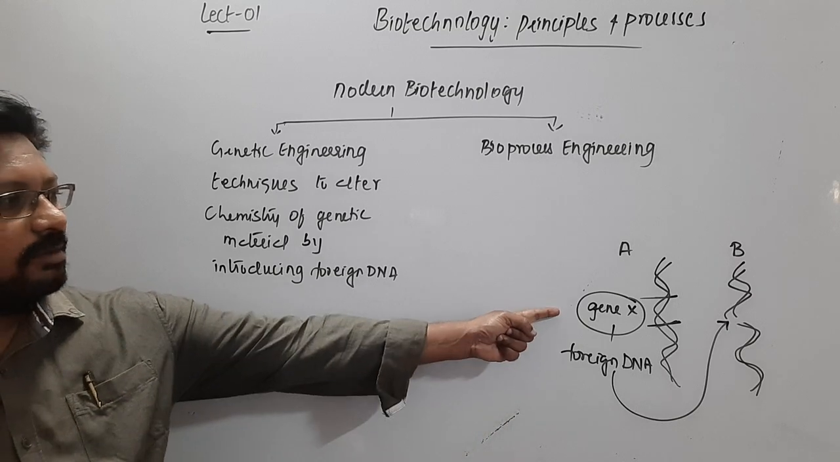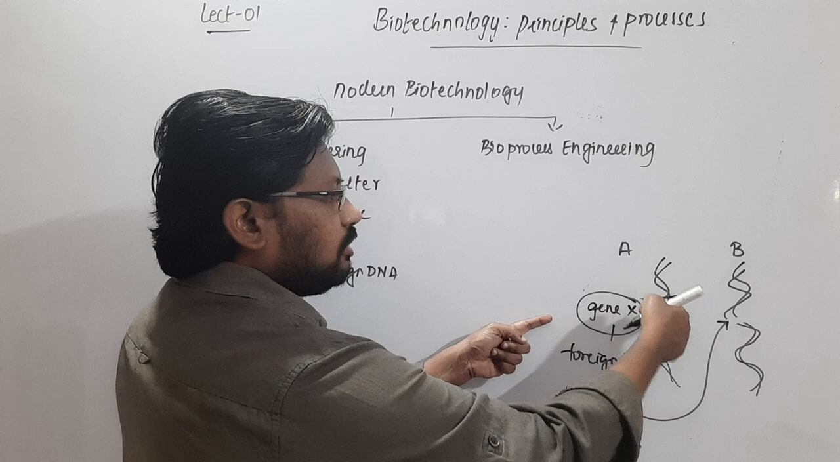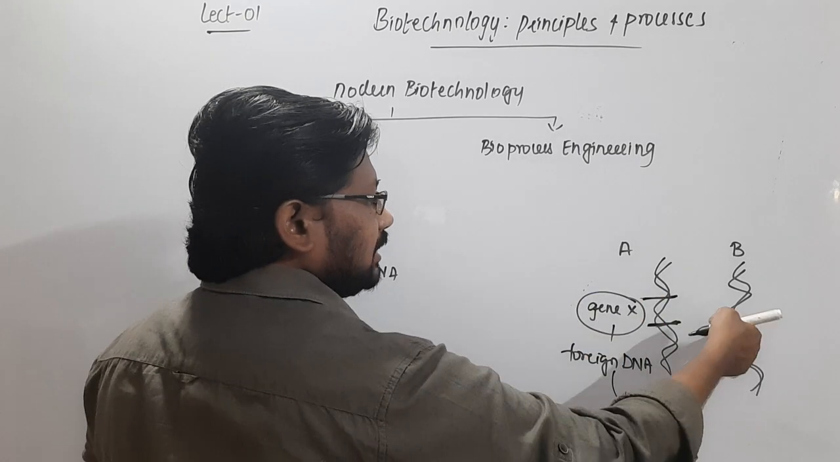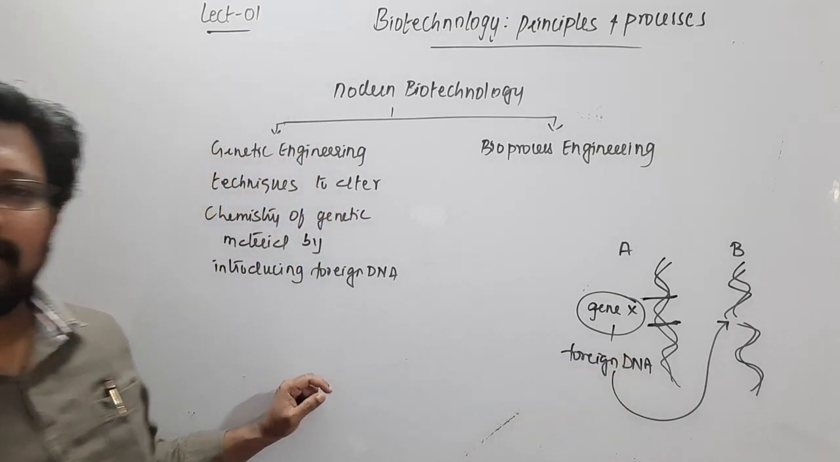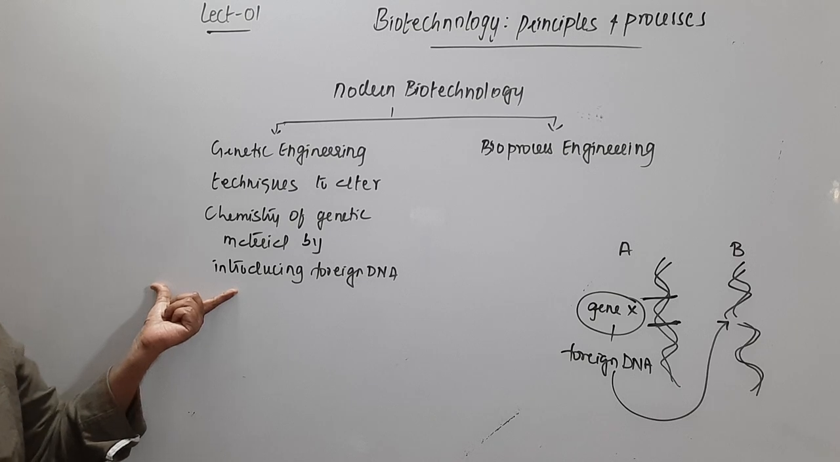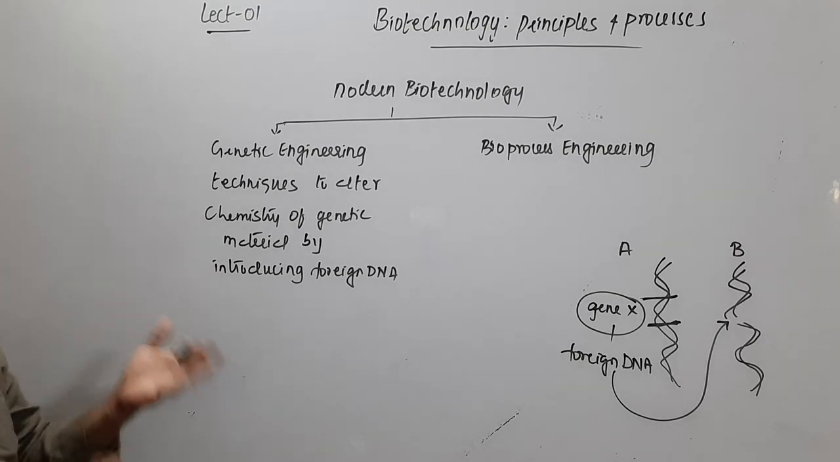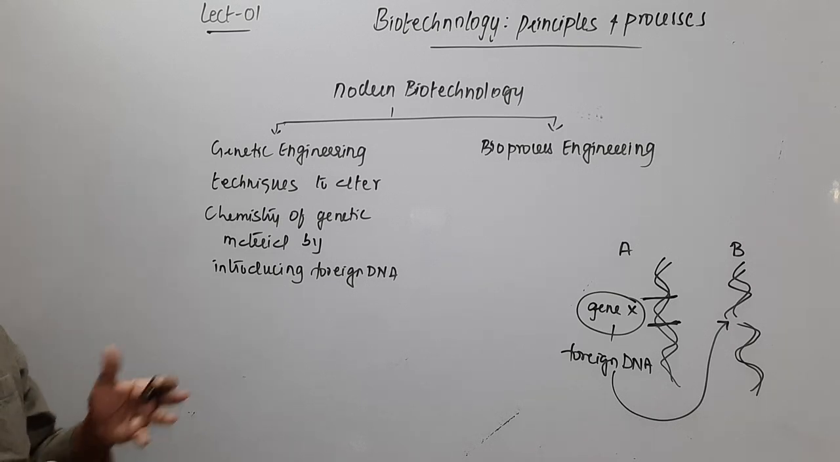So this part of DNA, which I have removed from the DNA of an organism A and am introducing into this organism B, will be called the foreign DNA. So genetic engineering deals with how to cut that gene and then insert that gene into B.